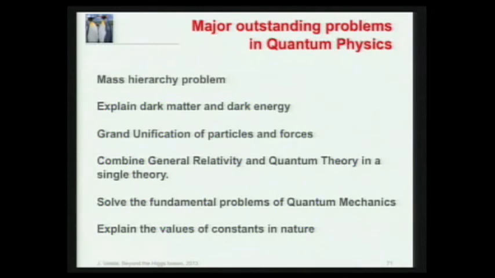And then there are these very complicated problems. Combine general relativity with quantum theory in a single theory. Solve the fundamental problems of quantum mechanics, understand why we don't understand quantum mechanics, and explain the values of constants in nature. Explain why we are in a universe where, if I change the electrical charge of the electron by some amount, atoms are not possible, and the universe does not exist as we know it. So explain the values of the constants of nature. So we have work to do.